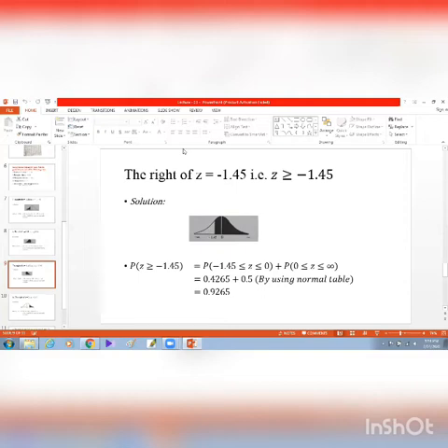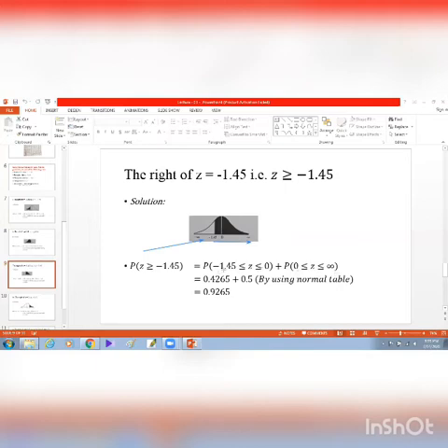So here if we express probability of z greater or equal to minus 1.45, from the curve we can say that minus 1.45 to 0 and 0 to infinity. That means this whole portion is greater or equal to minus 1.45. So we can express probability of z greater or equal to minus 1.45 equal to probability of minus 1.45 to 0 and 0 to infinity.